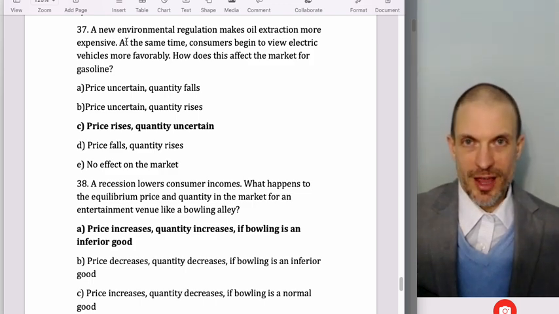That'll tend towards a higher price, lower quantity. If consumers like electric vehicles more, that's a rightward shift of demand, higher price, higher quantity. So price is going to rise either way, and the quantity effect is uncertain, right?